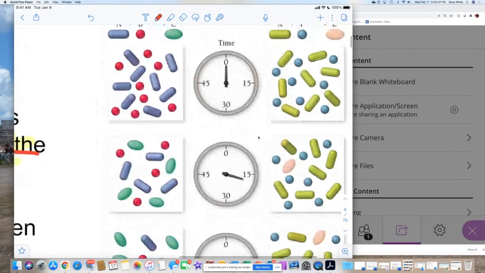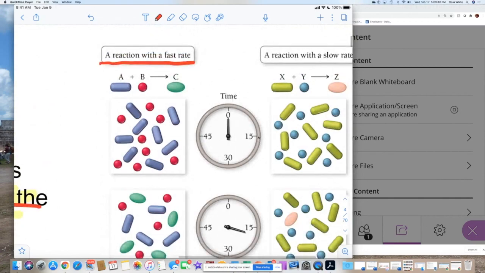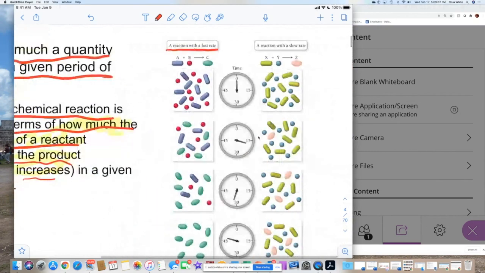Okay. So over here, I'm going to start here. This reaction has a fast rate. That means the rate at which the reaction, either the reactants are being consumed or the products are being made, is fast.